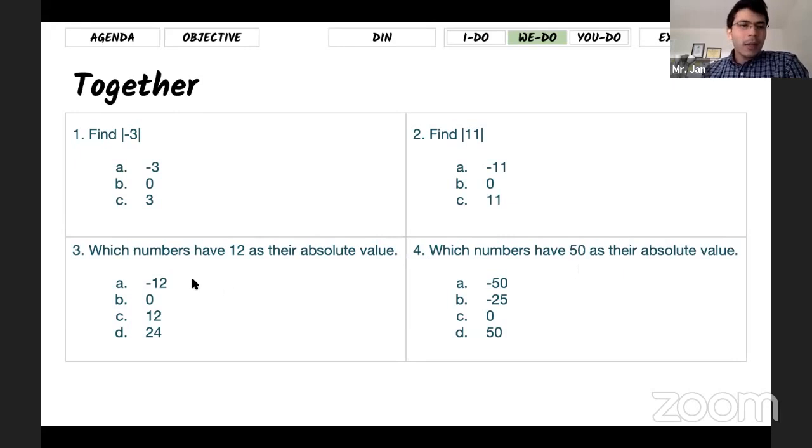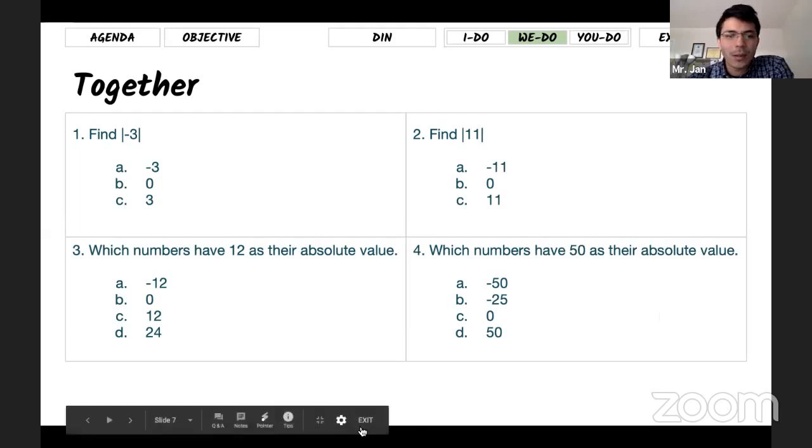You corrected it now. And the last one is: which numbers have 12 as their absolute value? There are two answers for this question. Which are they? Question number 3. Okay, everybody's saying 12. The absolute value of 12 is 12. Is there any other right answer? Let me show you what I mean. Maybe the question wasn't clear.